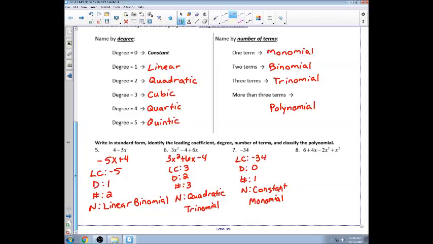On to number 8, our largest exponent is going to be this negative 2x to the third. X squared would come second, 4x would come third, and 6 would come last. So leading coefficient's negative 2. The degree is 3. The number of terms is 4. And the name would be a cubic polynomial.